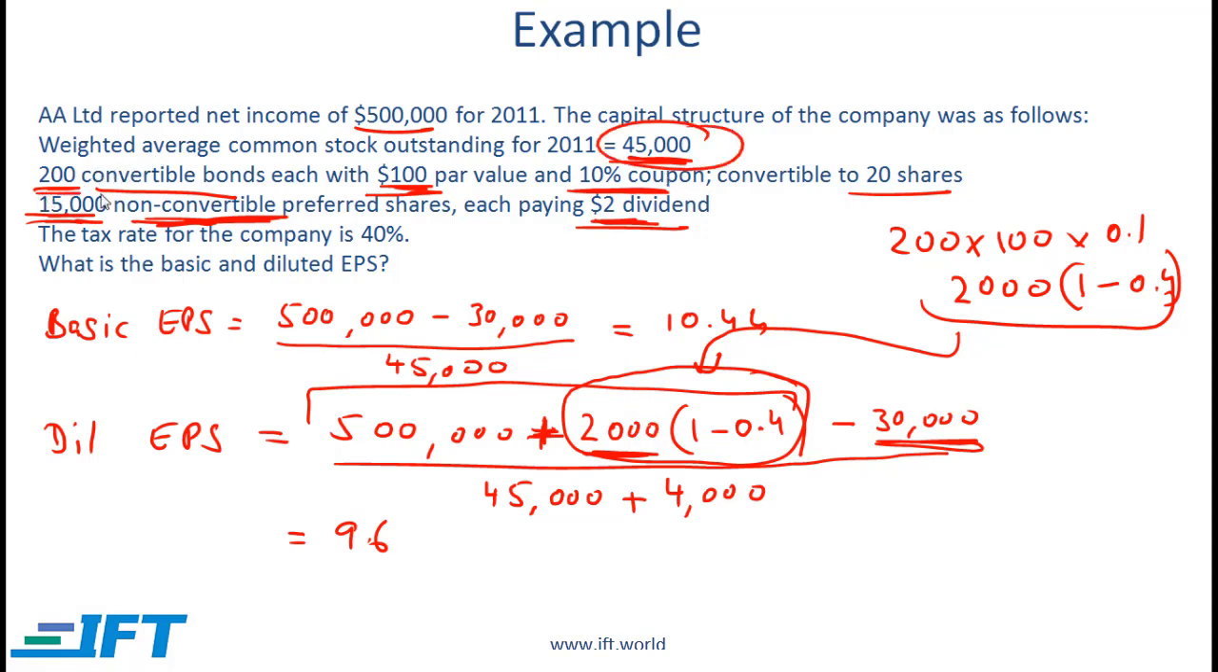And when we have these 200 convertible bonds, each converted into 20 shares, we will have 4,000 more common shares. You do the maths and you should get a diluted EPS equal to 9.6. Here again, there is a dilution taking place.